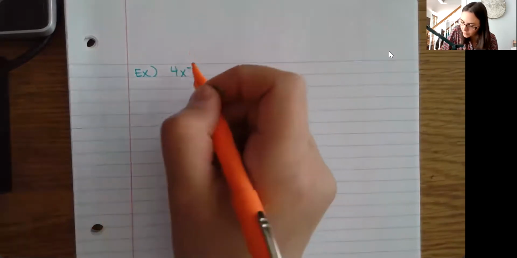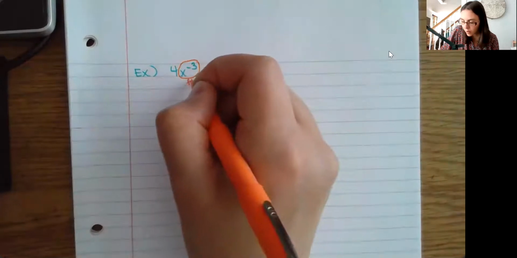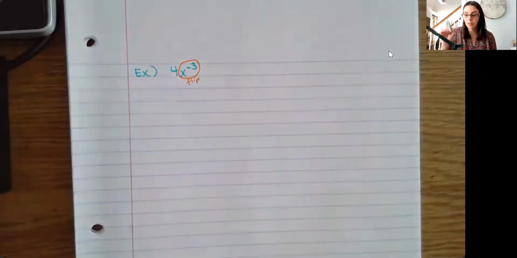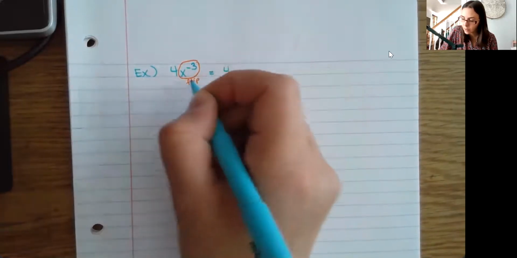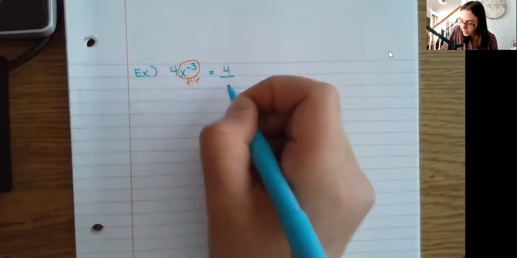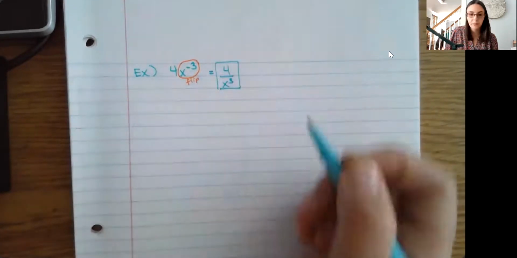For 4x to the -3. So here I do have a negative exponent, but be careful that negative exponent is only on the x, right? So just this part is going to flip. The 4 is going to stay where it is. So the 4 is in the numerator, right? Because I have no denominator. So this is going to flip down, and I have this as my final result.